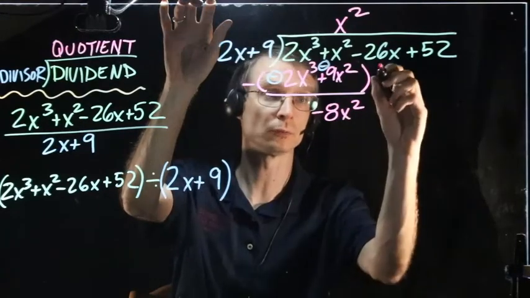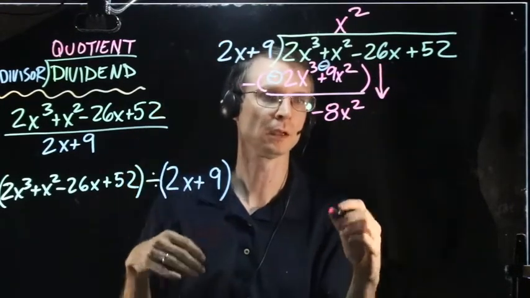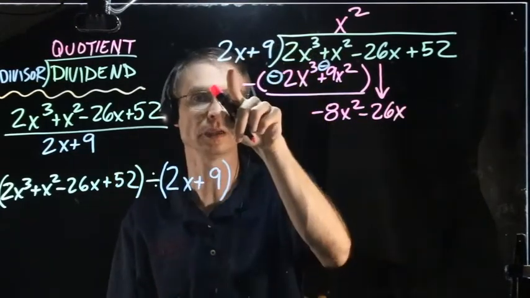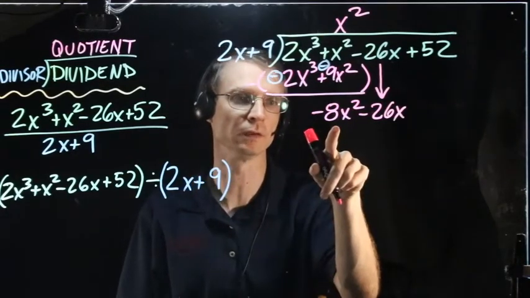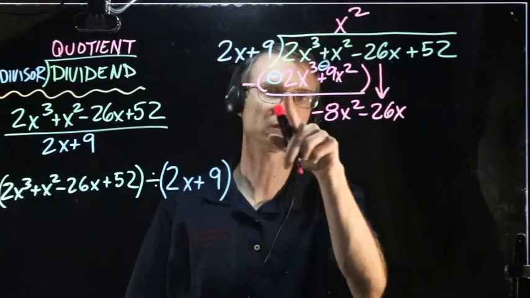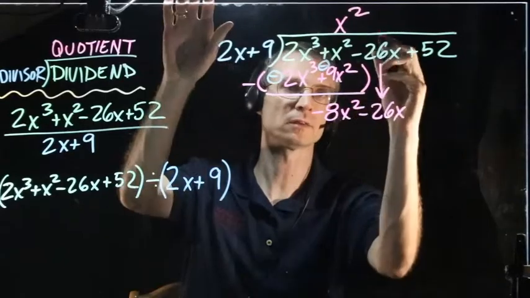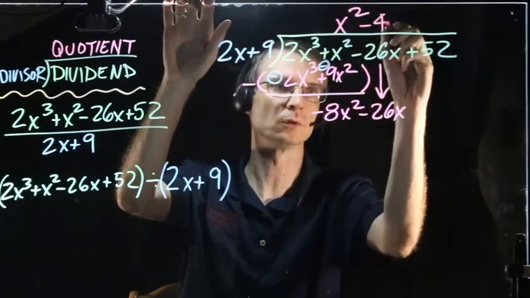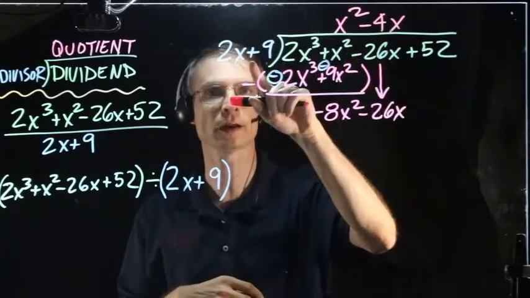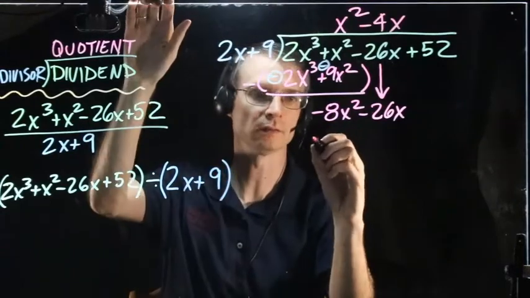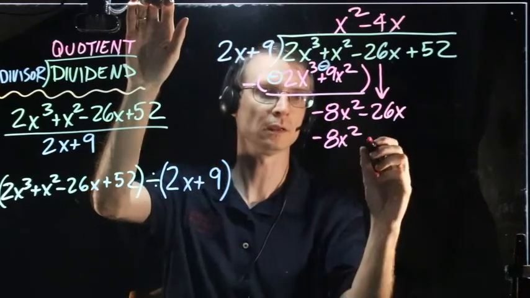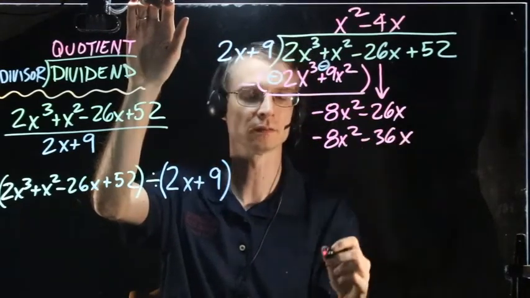Next step is we're going to bring down the next term in the polynomial. And so then we're going to write it right here. Now we're going to see how many times does 2x go into negative 8x squared. 2x times what gives me negative 8x squared? So 2x times negative 4x, we're going to write it up here, negative 4x. Notice the x term is lined up with the x term. Negative 4x times 2x is negative 8x squared. Negative 4x times 9 is negative 36x.